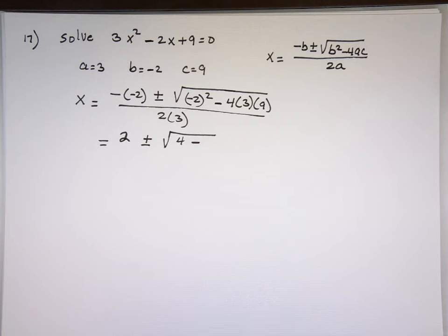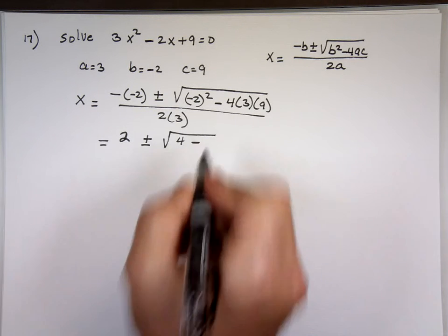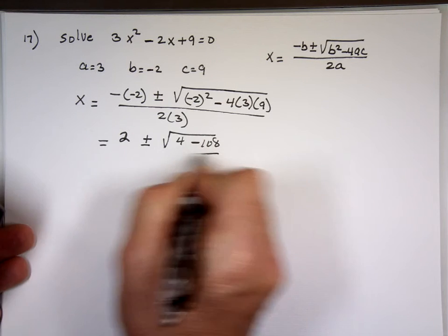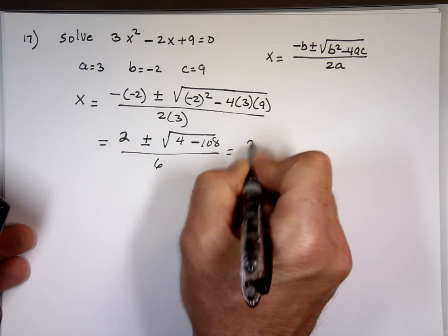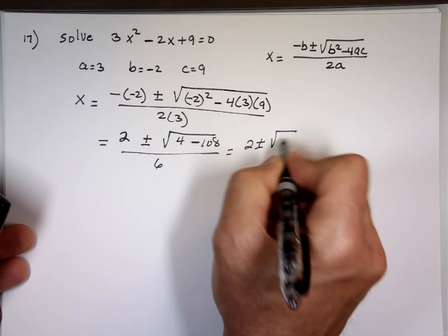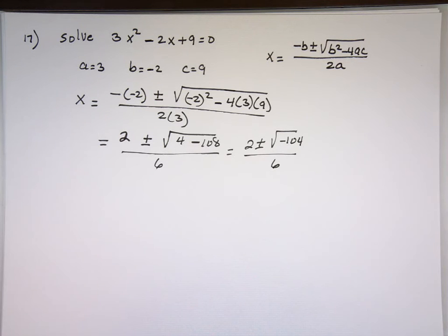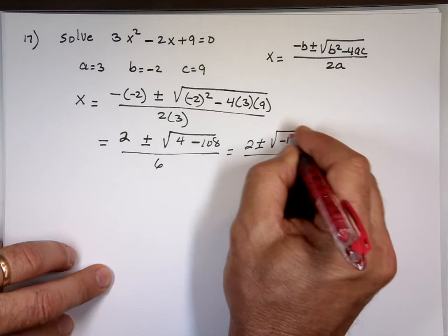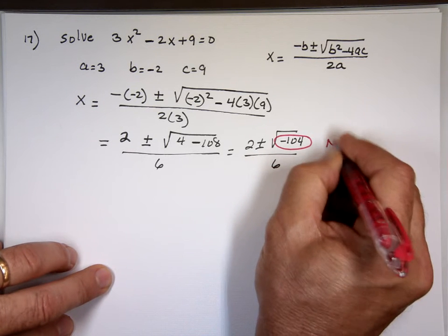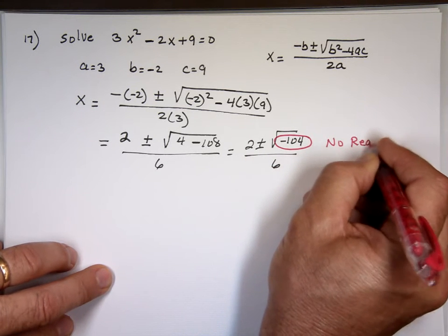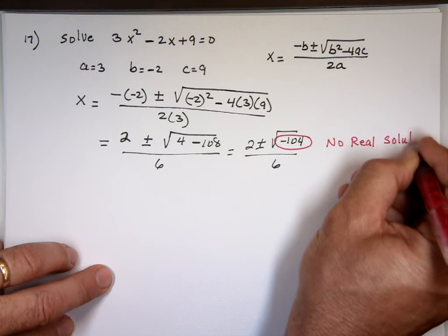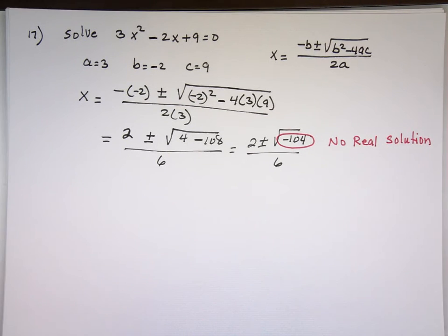I'm getting tired. What's 12 times 9? 108. Over 6. That's 2 plus or minus the square root of negative 104 over 6. Stop right here. This problem has no solution. Why? We can't take the square root of a negative number. No real solution. I don't have to continue.